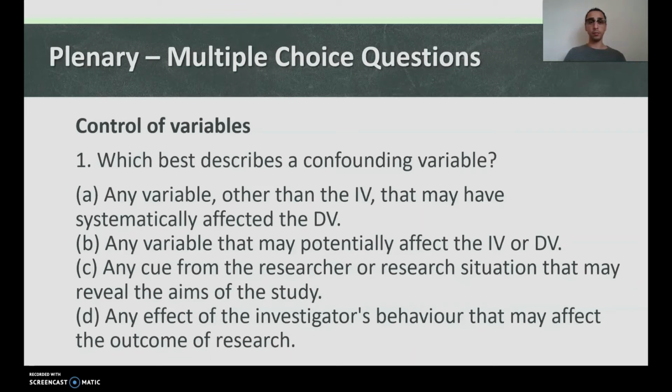Got your answer? It was A, any variable other than the IV that may have systematically affected the DV.